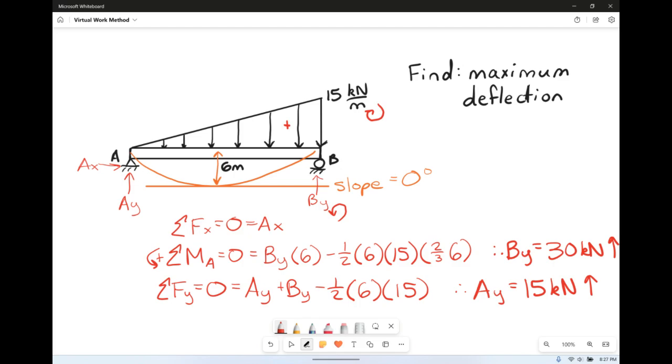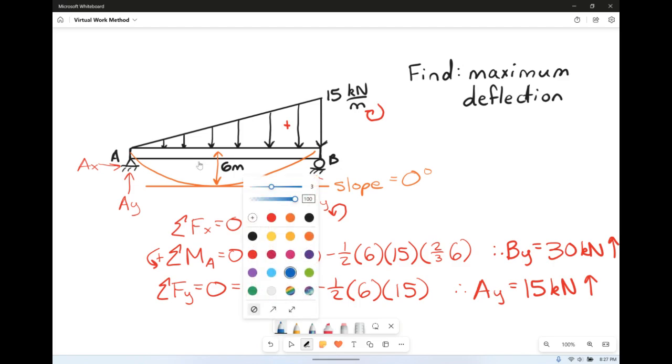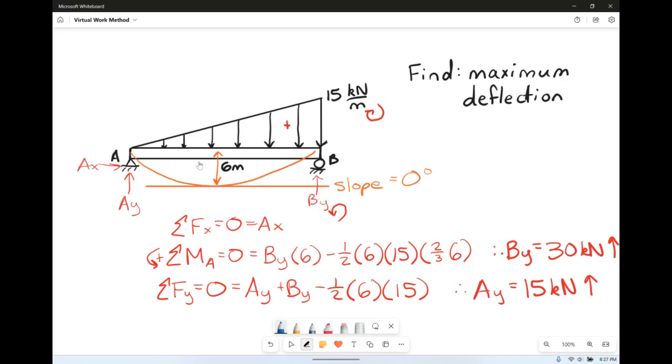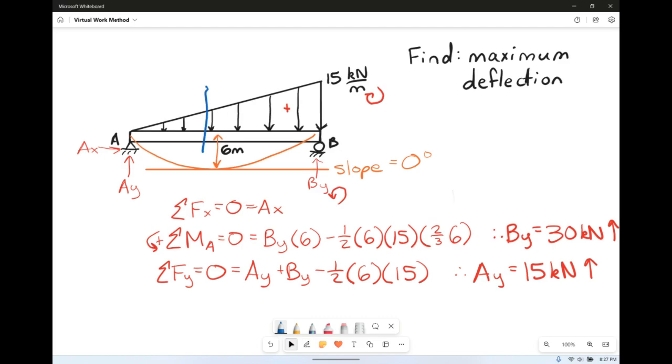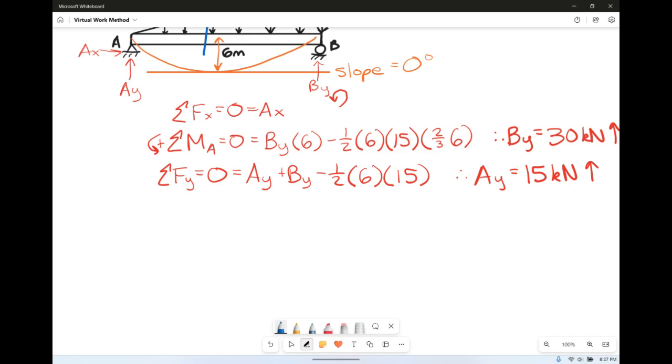So we need to make a cut so that we can analyze our moment equation in terms of x. Now our loading situation doesn't change anywhere in here from A to B. It's going to be a continuous, linearly increasing load that goes across the whole beam. So we can make a cut. It doesn't matter wherever. So we're going to make a cut right there. So now we need to analyze our cut.